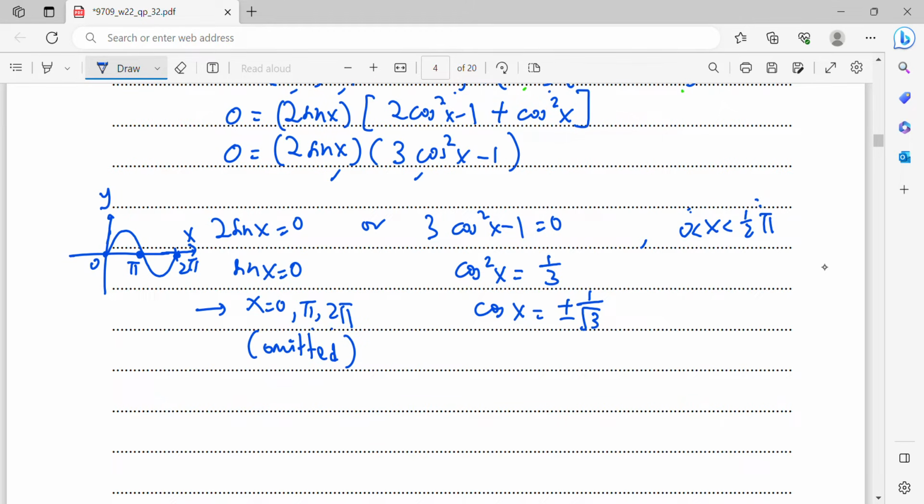Alright, so no solution from the first. So from the second solution over here, cos x equals plus minus 1 over square root 3. So from the quadrant, we know that as long as it is between 0 and half pi, which means it is in the first quadrant, your cos x shouldn't be negative. So from here, we will just write cos x is 1 over square root 3. Okay, and now use the calculator, change the mode to radians. You'll be getting 0.955. So that is our solution for this question.